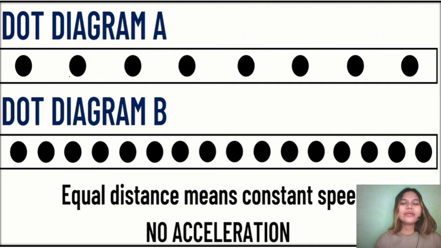In this case, in diagram A and diagram B, you can see that the distance of the dots is constant or not changing, hindi nagbabago. Pare-parehas yung measurement ng distansya ng bawat dots. Ibig sabihin lang po nito, equal distance means constant speed, meaning no acceleration. Kapag walang acceleration, ibig sabihin, hindi gumagalaw yung ating object. Yung speed niya ay constant lamang.